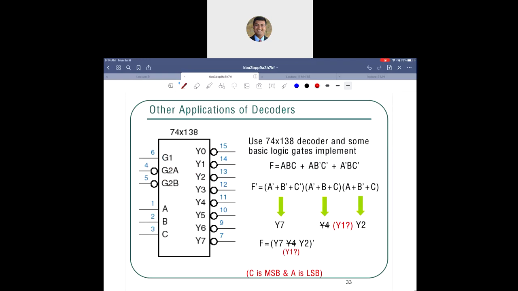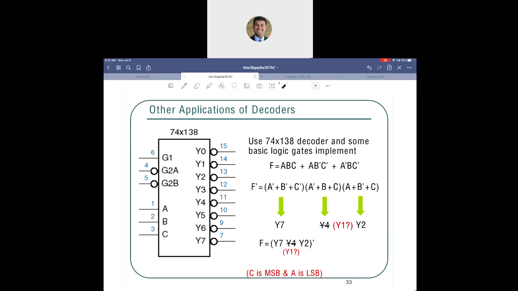So in order to do this, let us see. I want to do this in a slightly different manner. Okay. So what do I have here? I'm going to use this 74X138 decoder and some basic logic gates to implement this particular function. The function is F equals A and B and C, or A and B complement and C complement, or A complement and B and C complement.